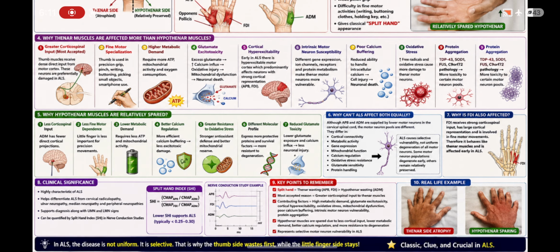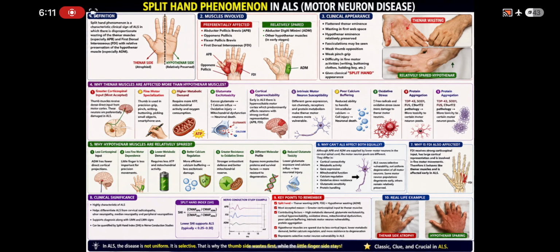Thus, the split hand phenomenon beautifully illustrates a fundamental principle of ALS. The disease is one of selective motor neuron vulnerability rather than uniform degeneration of all motor neurons.